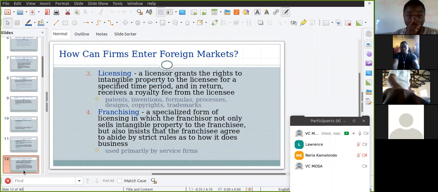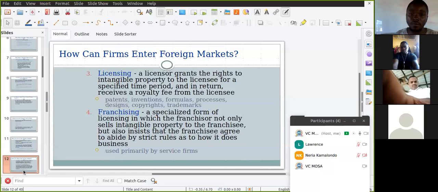Moving on to slide 12. How can firms enter foreign markets? We have another example of a mode, which is licensing. A licensor grants the rights to intangible property to the licensee for a specified time period, and in return receives a royalty fee from the licensee. So like we looked at yesterday, when licensing, you get the license and you agree to make a payment on a specified period of time.